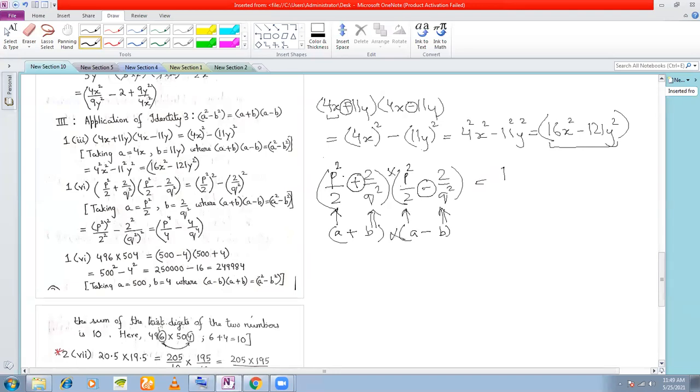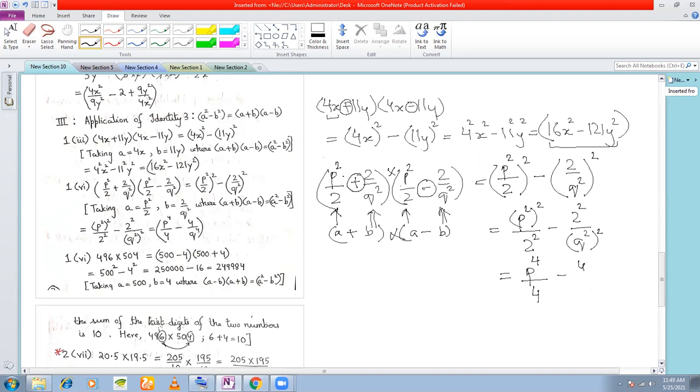So this will become a square, that means (p square by 2) whole square minus (2 by q square) whole square. Now this becomes p square square divided by 2 square, minus 2 square by q square square. So ultimately, p square square, by the laws of exponents, is p to the power of 2 into 2, which is 4, divided by 4, minus 4 by q square square, which is q to the power of 2 into 2, which is q to the power of 4. And this is your answer. Any doubts till this part?